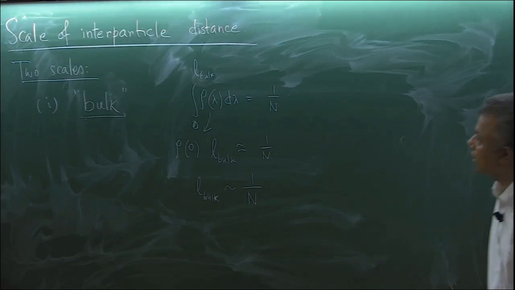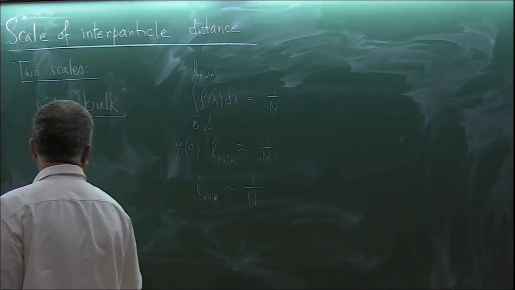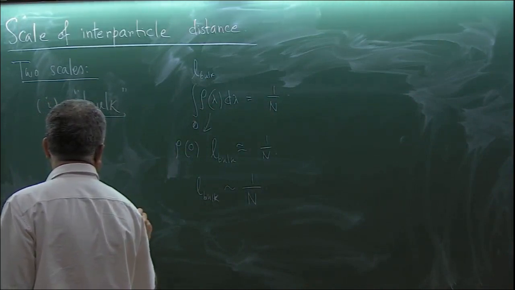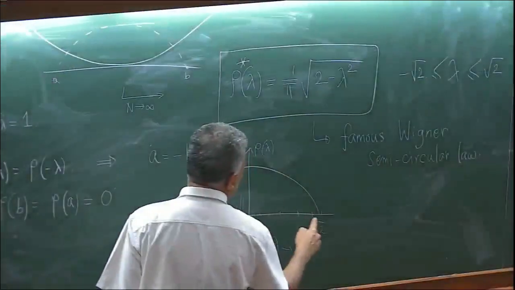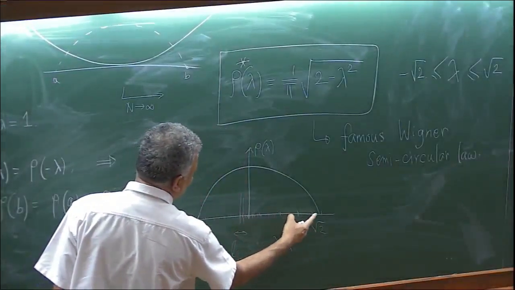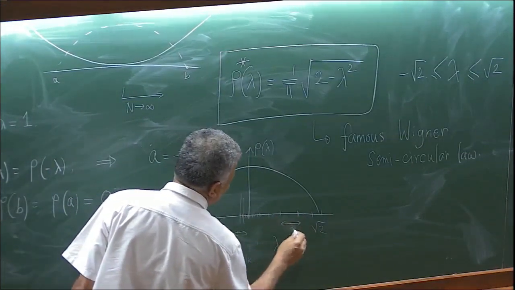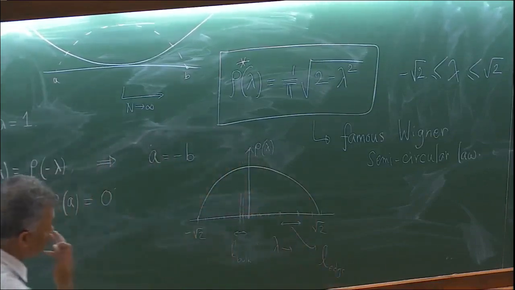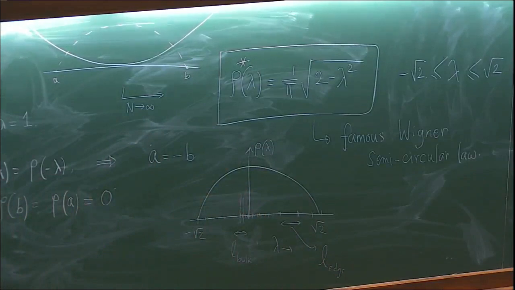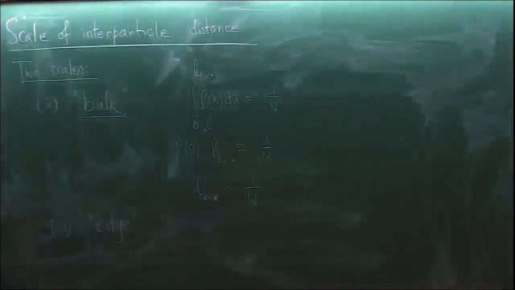What about the second scale, which is the edge? Edge means that you are looking at, here it is very dense, but as you go closer to the edge, the typical separation between the particles increases. This is the L edge. Because the density is small, that means fewer and fewer particles. So as you go towards root 2 and minus root 2 on the other side, the typical distance between the particles increases. So there is another scale here near the edge.